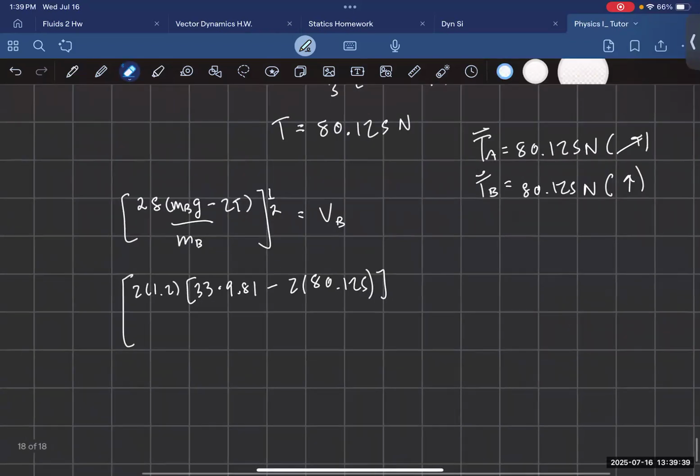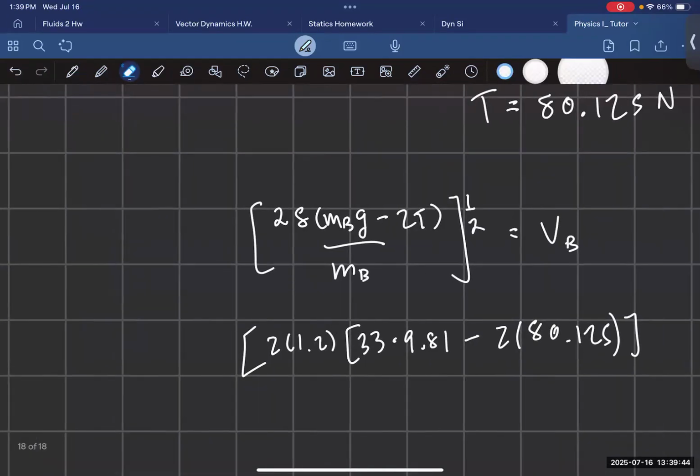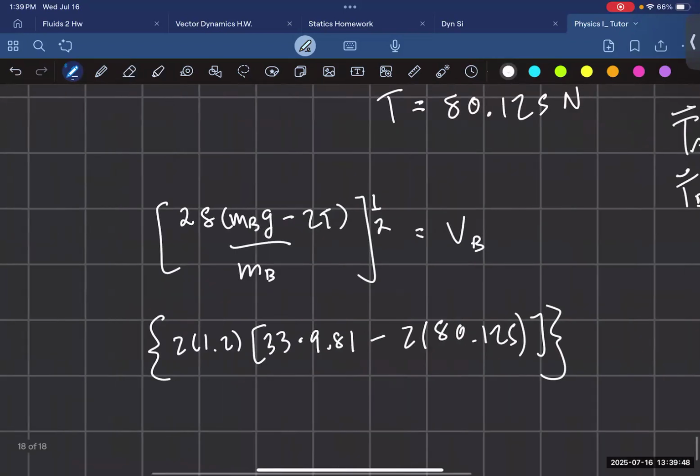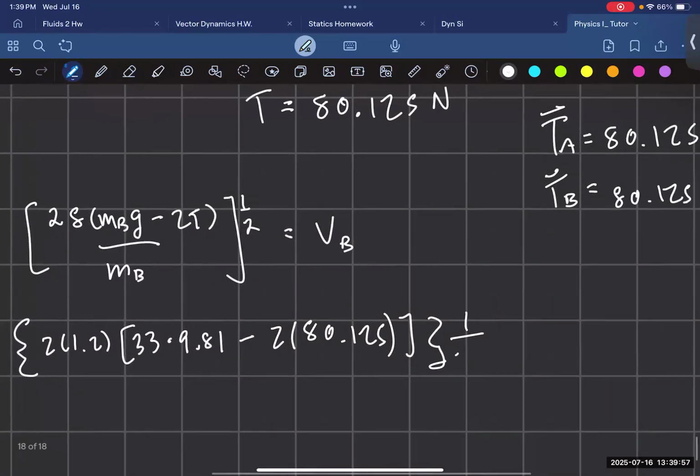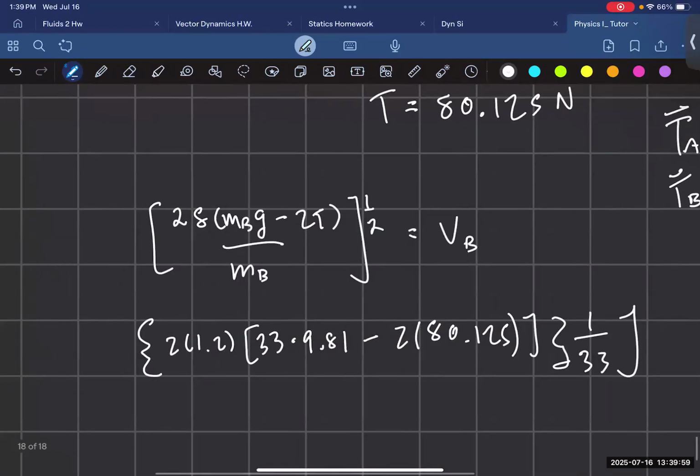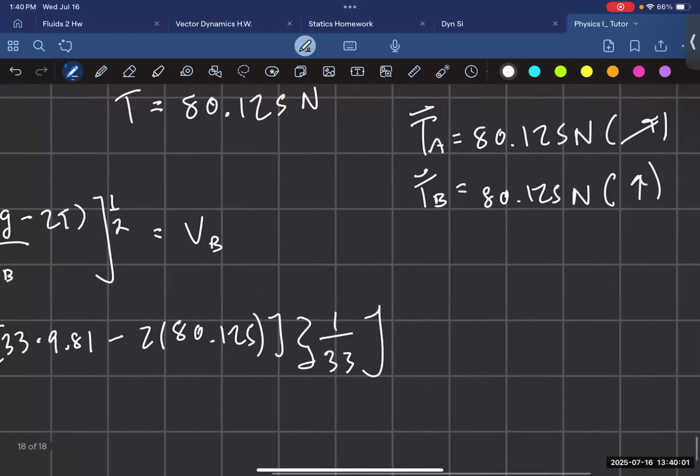Now dividing all of this by 1/2 mass of B again, which is 33, and taking the entire thing's square root, we get VB.